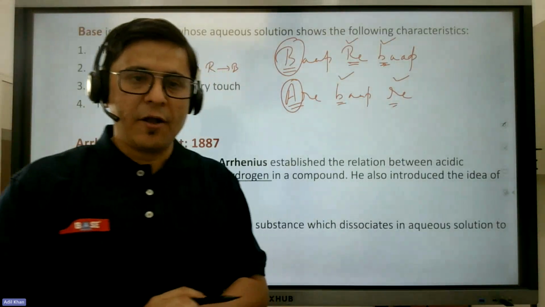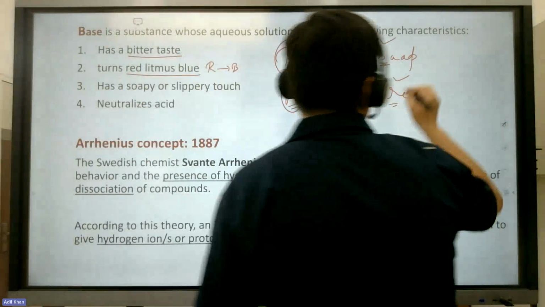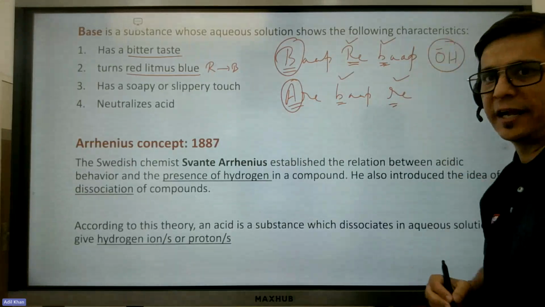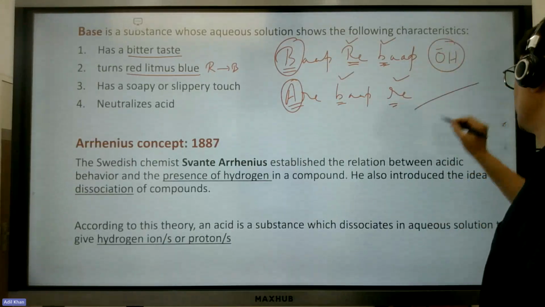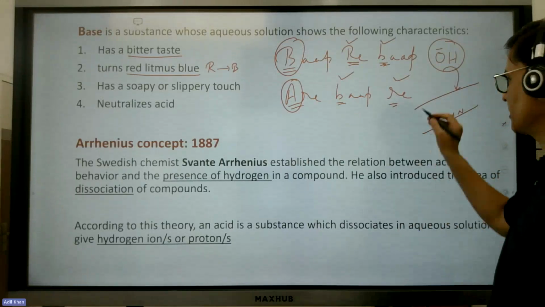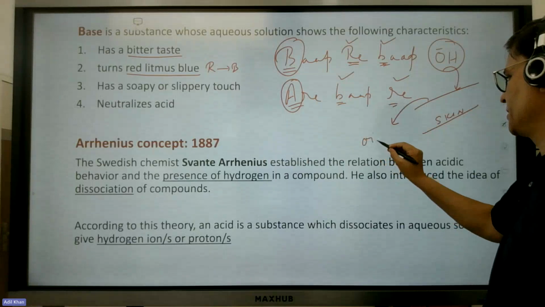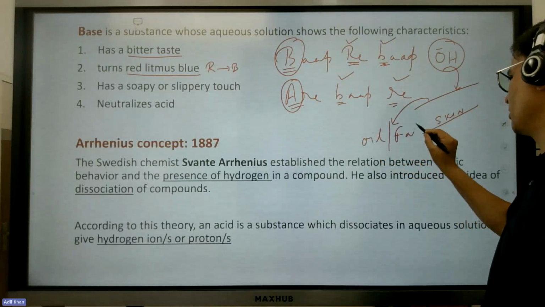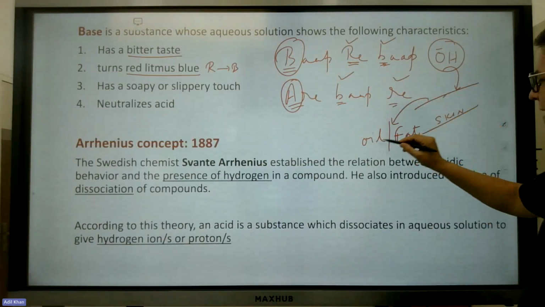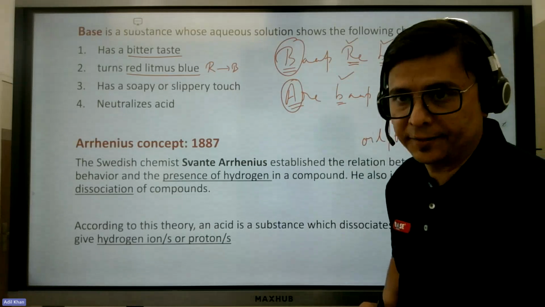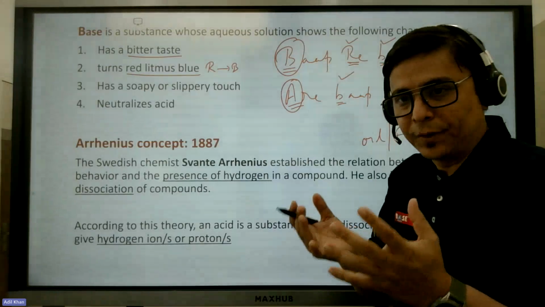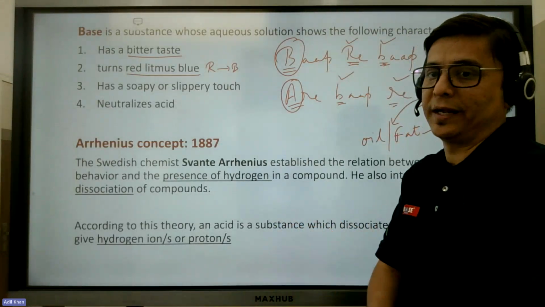What is the reason behind it? Bases, when they dissolve in water, produce hydroxide ions, OH minus ions. Suppose this is your skin. It contains oil and fat. When this OH minus comes in contact with your skin containing oil and fat, it breaks down the oil and fat, and that produces a slippery or soapy nature.